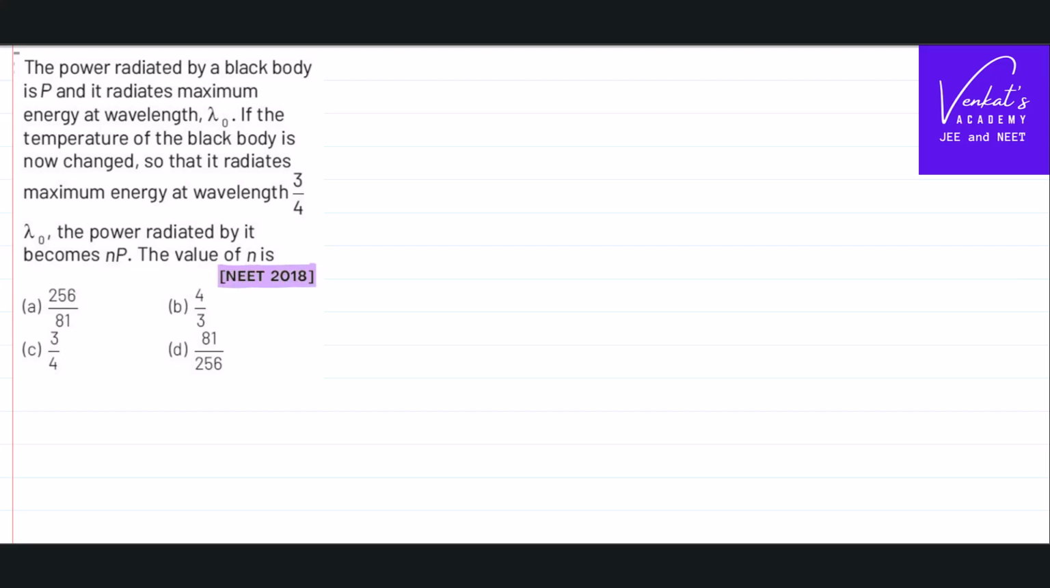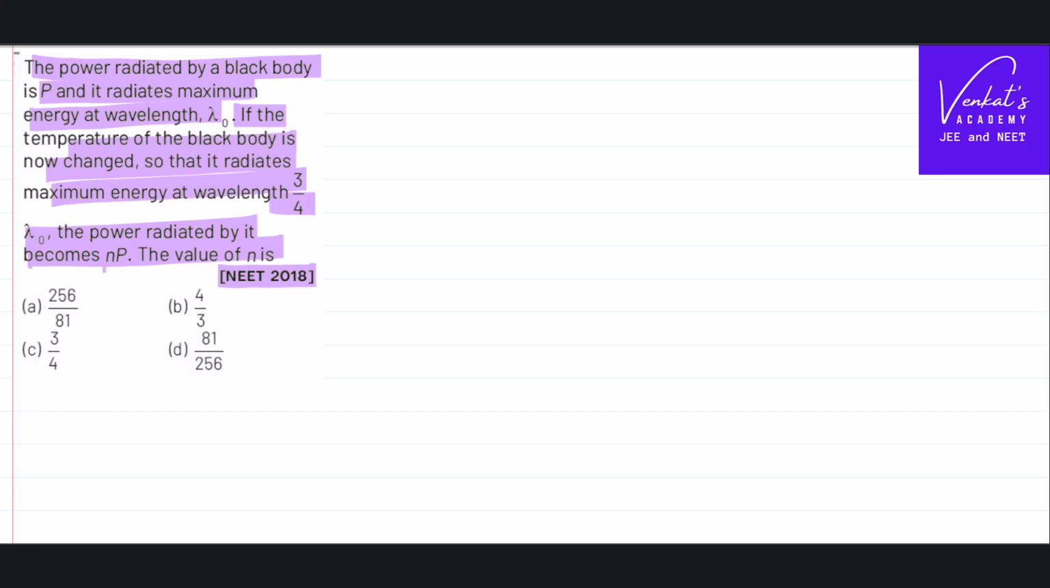NEET 2018 question from thermal properties of matter. The problem is like this. The power radiated by a black body is P and it radiates maximum at a wavelength lambda naught. If the temperature of the black body is now changed, it radiates a maximum at a wavelength of 3 by 4th of lambda naught. Then what is the new power radiated? If it is n times, what's the value of n?